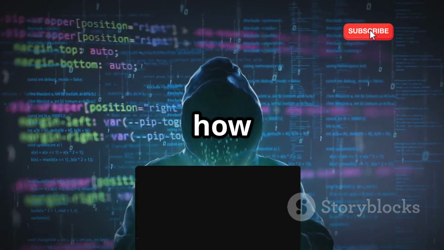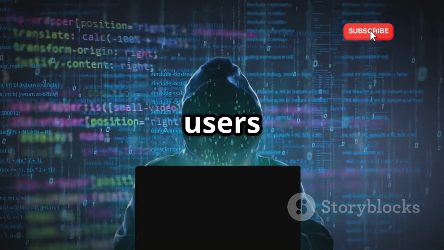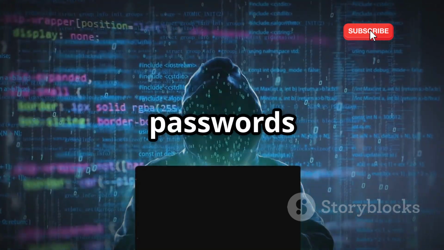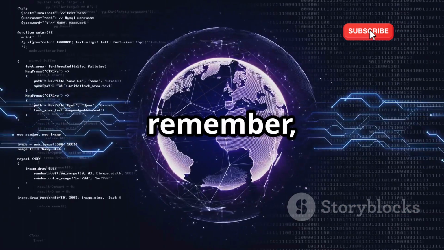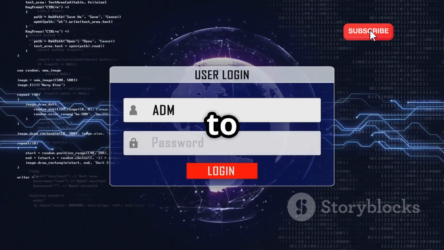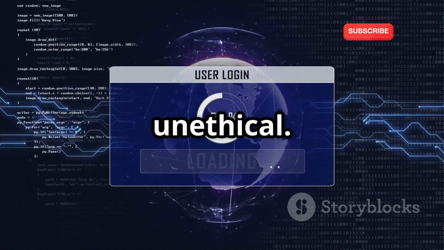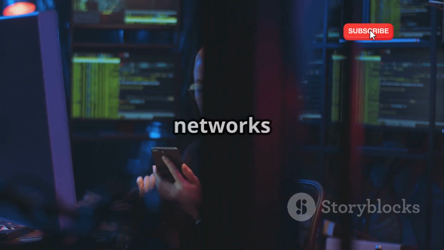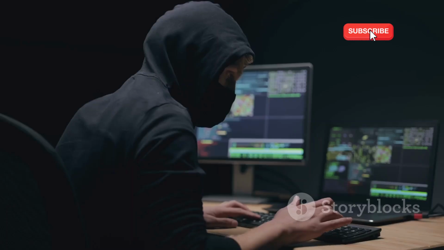By demonstrating how easily a Wi-Fi network can be compromised, they can educate users about the importance of strong passwords and proper security configurations. But remember, just like with all the other tools we've discussed, using Aircrack-ng to hack into Wi-Fi networks without permission is illegal and unethical. Stick to testing your own networks or networks that you have explicit permission to test.